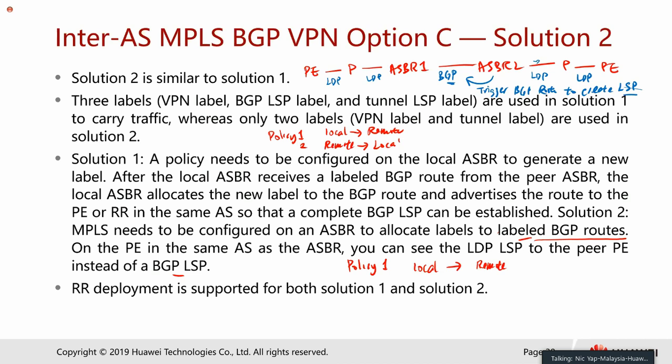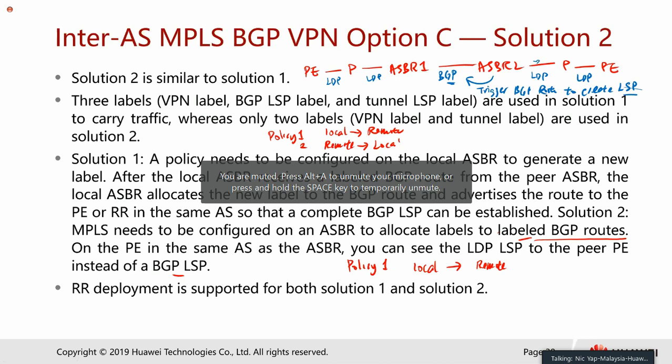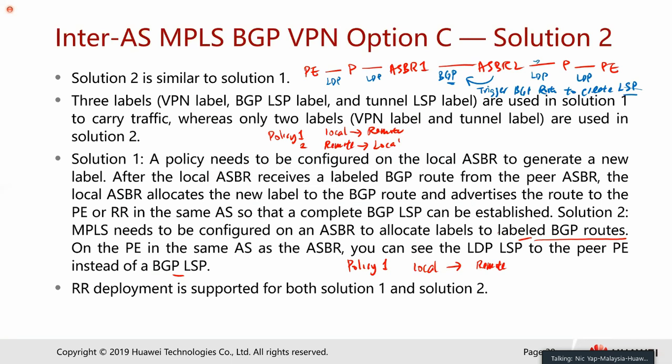Rather than on solution number 1, where after I receive, I'm generating a new BGP LSP and going to all the routers, to the PE or to the RR. For solution number 2, they will just adapt this information under the LDP protocol. I add one command, called LDP trigger BGP. I trigger the BGP route to define my LDP LSP path. That is the difference between solution 1 and solution 2. That is the only difference.